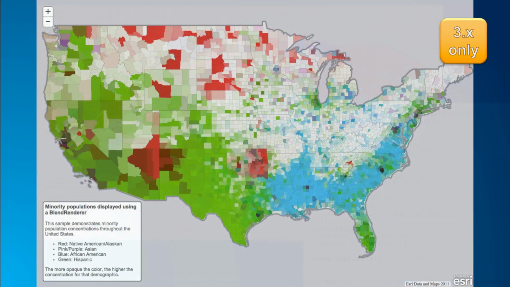Yeah. This works pretty well on a map like this, which is showing you the minority population in the US. So blue is African American, green is Hispanic, red is Native American, and purple is Asian.